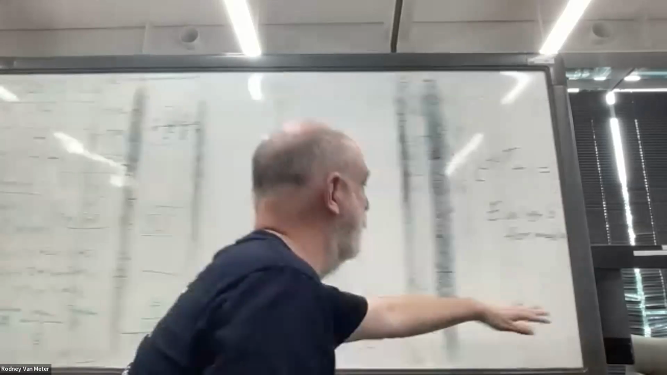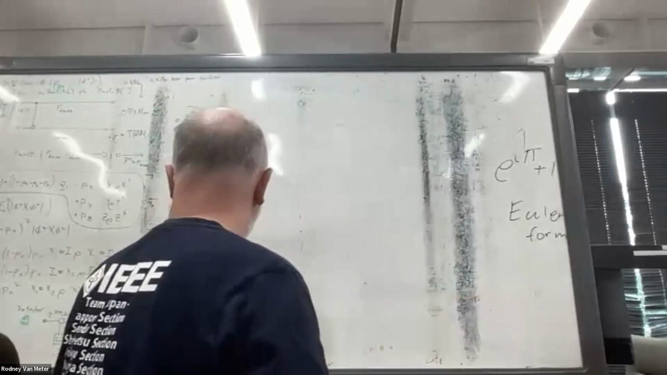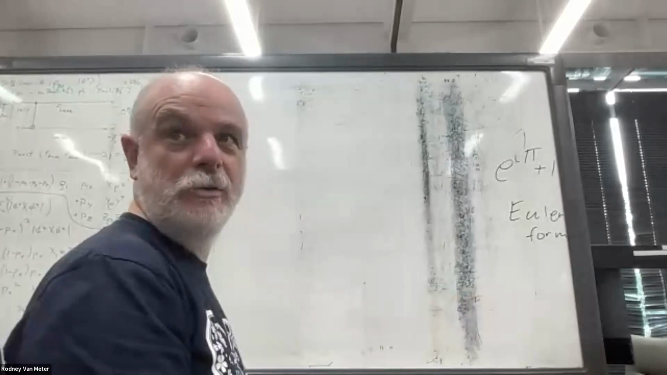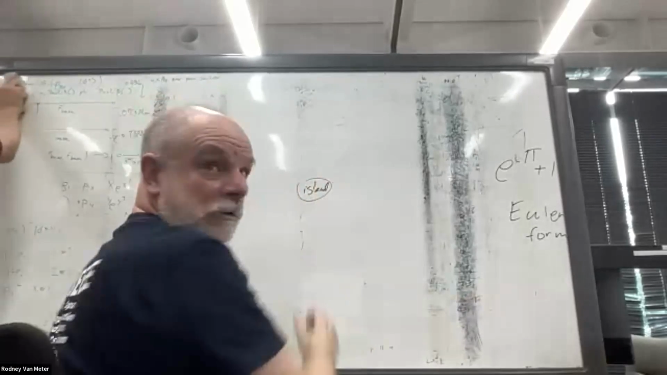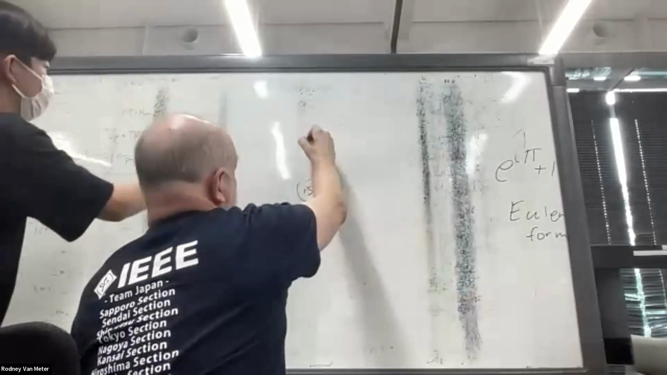So if we draw this as a graph, it's in the slides, but I'll show you. I might as well go ahead and do it here. So we've got the island, North Shore.